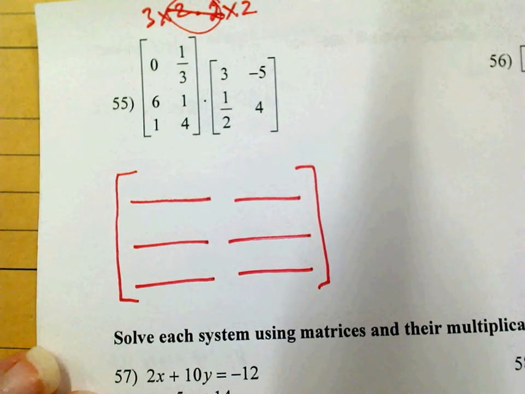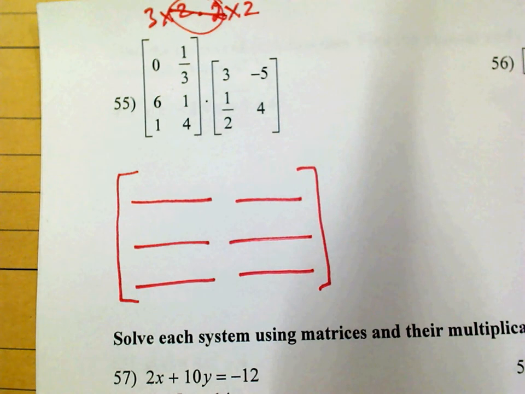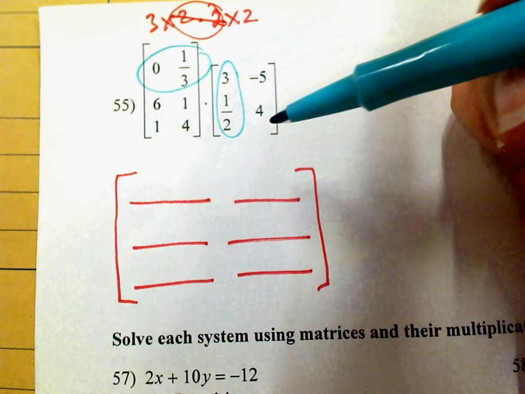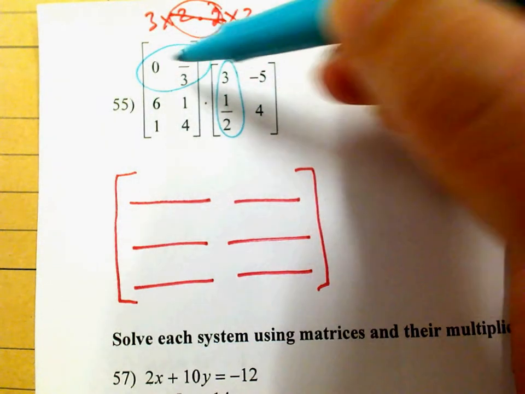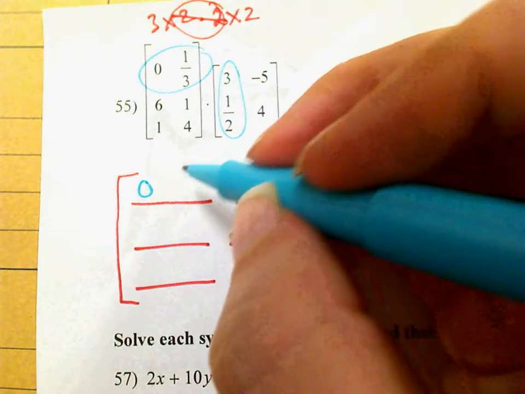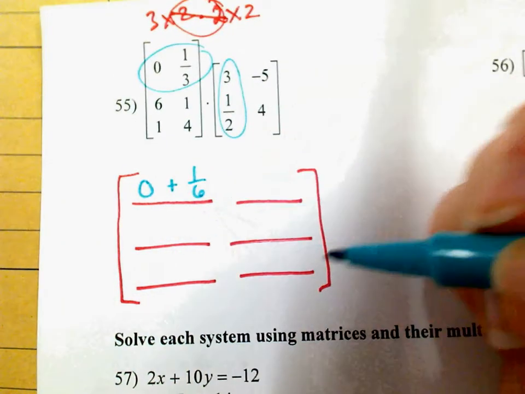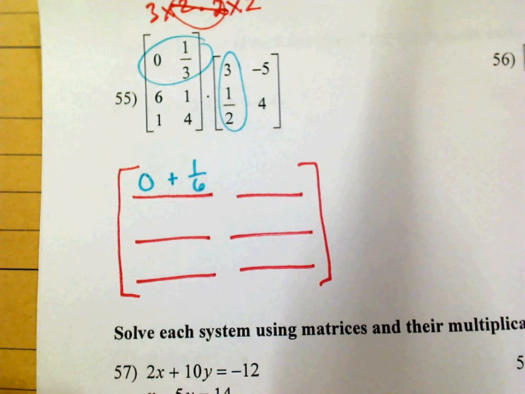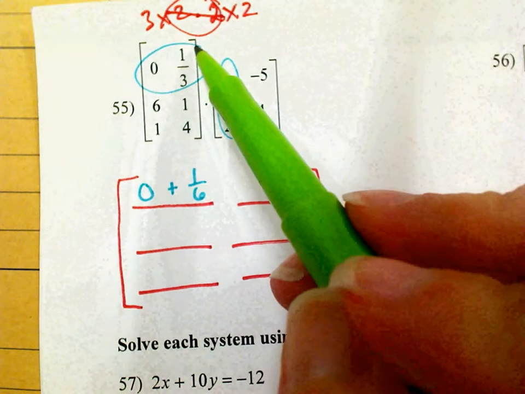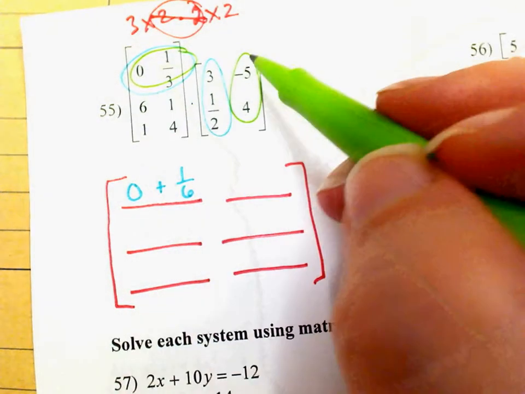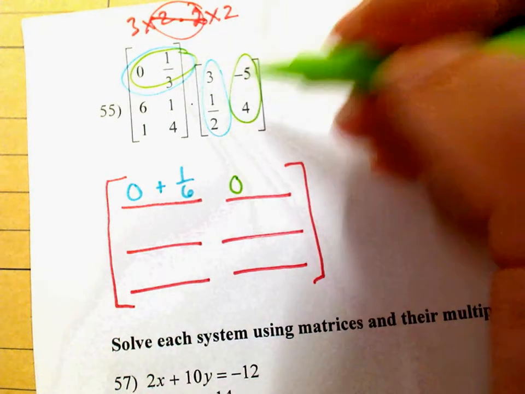Okay, so just as a reminder, guys, how do I multiply matrices? Row by column, right? First row, first column, so it's in the first term. What's 0 times 3? So I multiply the first term to the first term. And then what's 1/3 times 1/2? 1/6. When you multiply fractions, you multiply straight across. Okay? Next, I'm going to multiply this row times this column. Right? So it's 0 times negative 5. And what's 1/3 times 4? Okay? Those are easy enough.